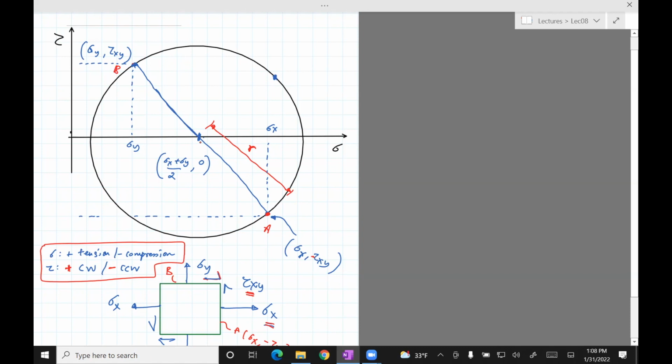The point where they intersect the sigma axis is the center of the circle. And you can verify that it's actually the arithmetic mean of sigma x, sigma y. That's why I have sigma x plus sigma y divided by 2.